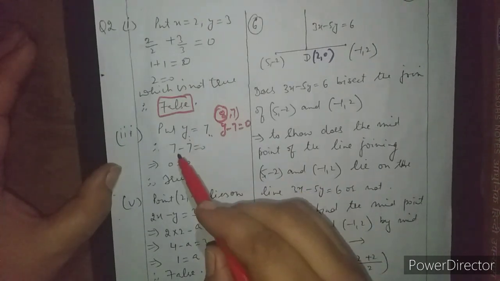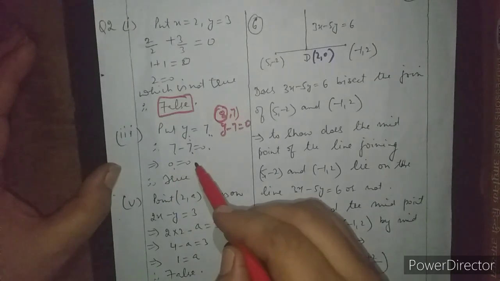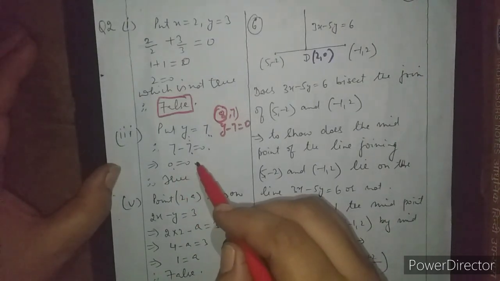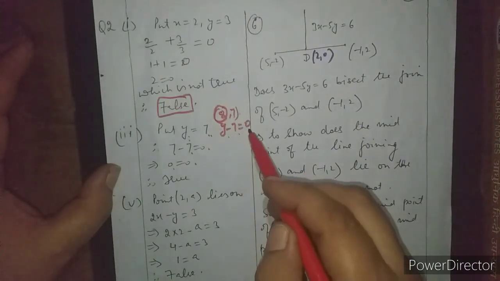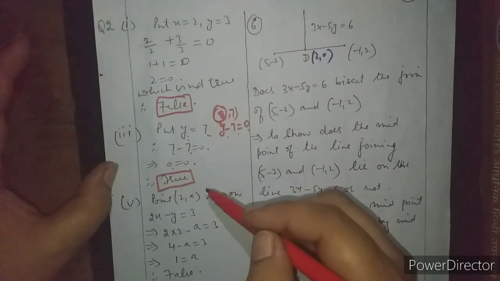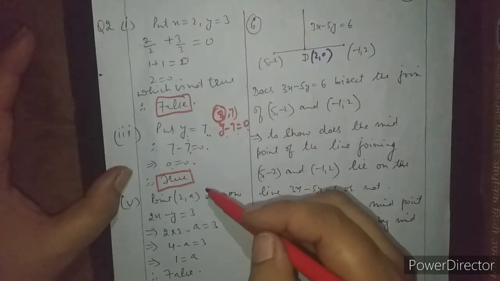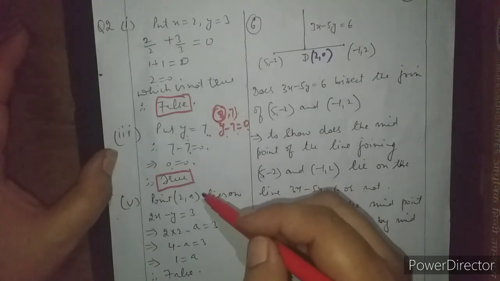After putting y equal to 7, the equation becomes 7 minus 7 equal to 0, which means 0 equal to 0. It means the equation is satisfied, and it means this point (8, 7) lies on the line y minus 7 equal to 0. It means the statement is true. So its answer is true. Exactly the same way, the fourth part you will do, right? Now I discuss part number 5.